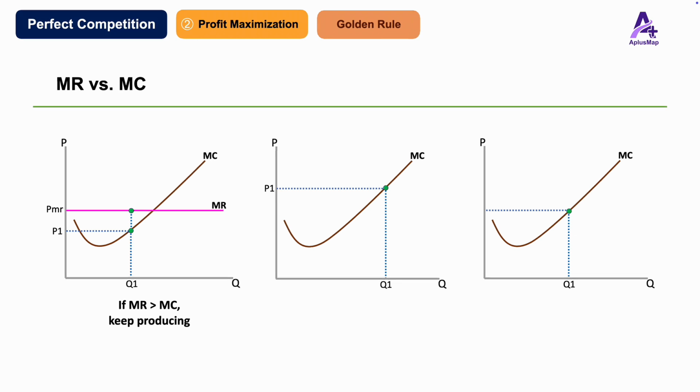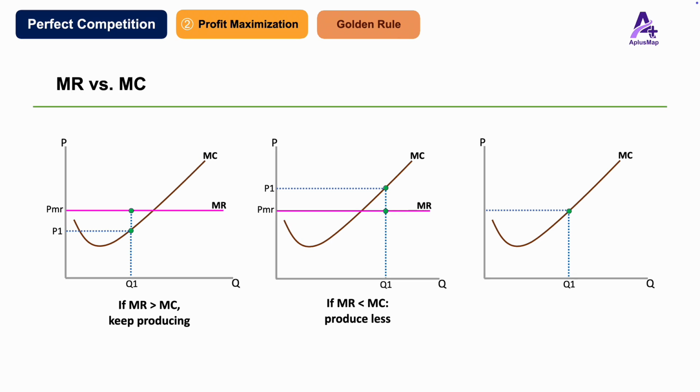What about the opposite? Scenario 2. Now what if MR is less than MC? It costs me more to make the next one than I get from selling it. Right. So producing that unit would actually reduce your total profit or increase your loss. So what do I do? Cut back. Don't produce that last unit, maybe even the one before it. Exactly. You've gone too far. You need to scale back production. Okay. So don't produce if MR is less than MC.